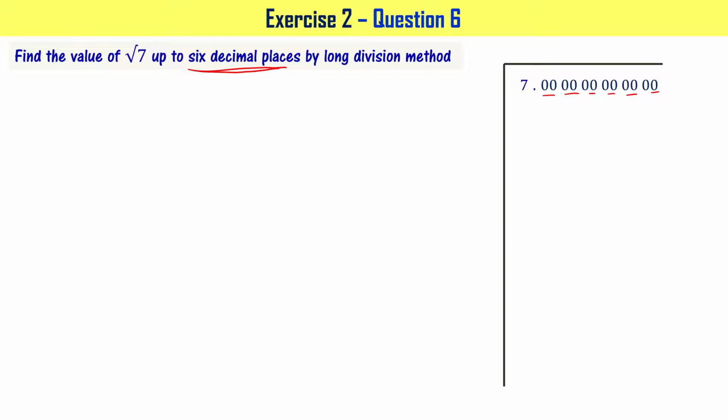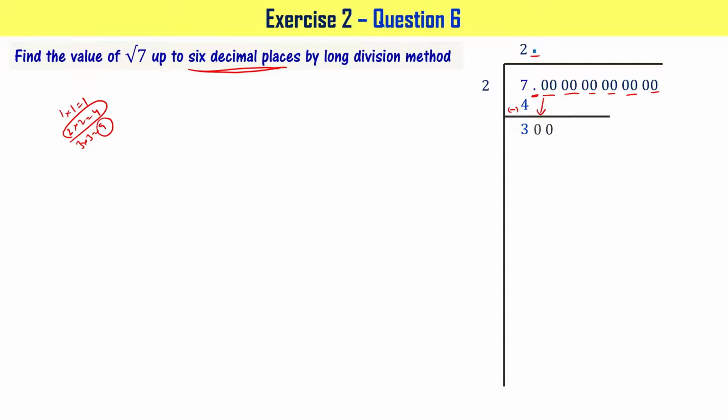Now draw the line as shown here and look at this. 1 times 1 is 1, right? 2 times 2 is 4. 3 times 3 is 9, right? It means 2 times 2 is 4 is the better option because 9 is bigger than 7, right? That's why let me write 2 times 2 equal to 4 and subtract. When I subtract, I have 3 as the answer, right? Now, since we arrived at this dot, we have to put a dot there. Let me write that, and then bring a pair of zeros down.